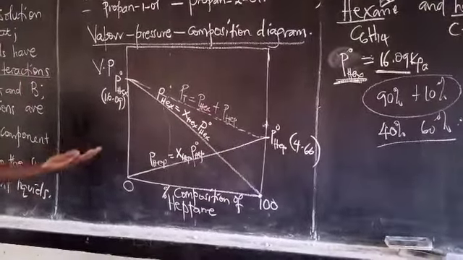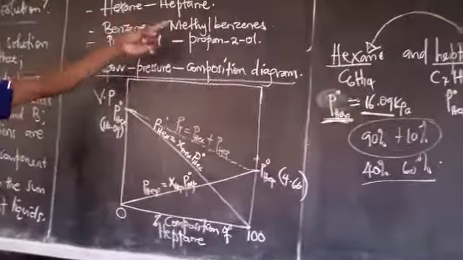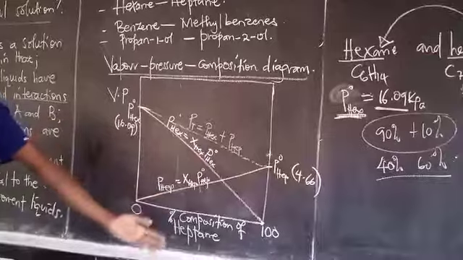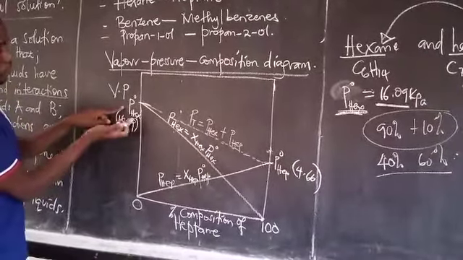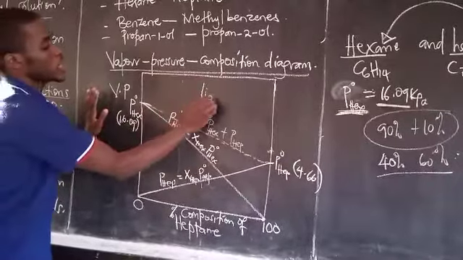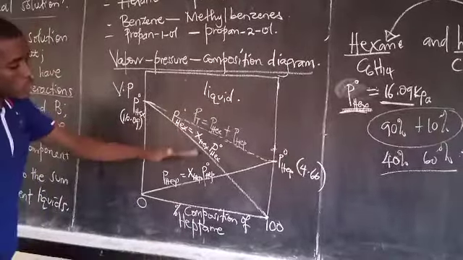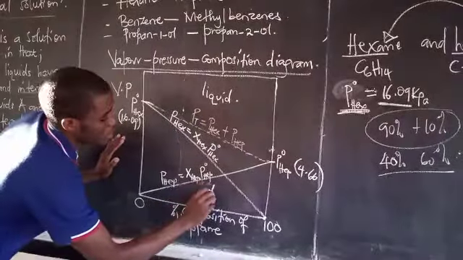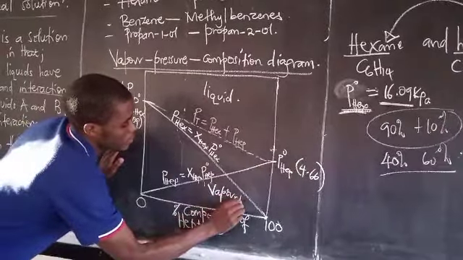You can remove hexane and heptane and put anything. If you are, for example, using benzene and methyl benzene, you can change the labeling. But don't forget that when you increase vapor pressure, you are increasing the chances of having the liquid state. When you reduce vapor pressure, you are increasing the chances of having the vapor phase.